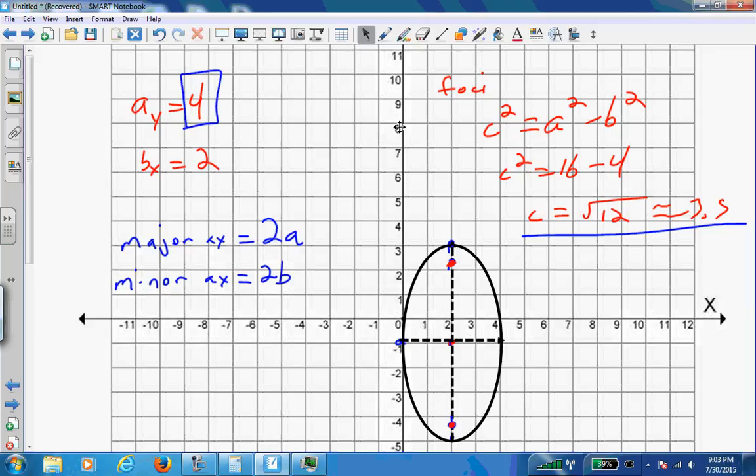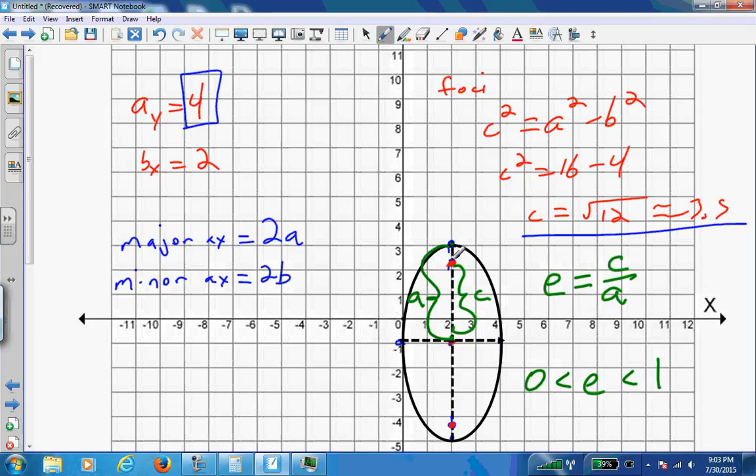Now, another way of thinking about an ellipse is how close to being round or how elongated it is. And we refer to that measure as the eccentricity. The way we calculate it is C divided by A. Notice for an ellipse, C is from the center to the focus. A is from the center to the edge along the major axis. So A is always going to be larger than C. So E is going to be a value less than 1, but bigger than 0.